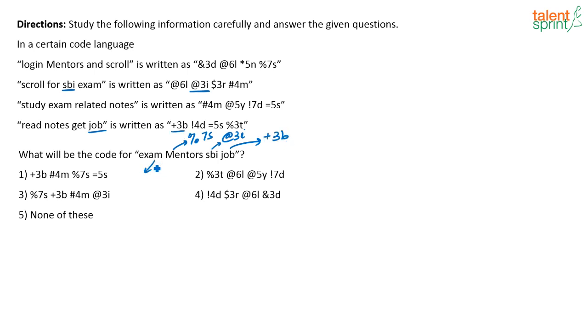And exam. Exam is a 4-letter word. Where is exam? Exam is here. #4M. So what has to be? It has to be the code %7S +3B #4M at 3I. Now let's not look at the order. The thing is there, so let us just mark that as the answer and move on.